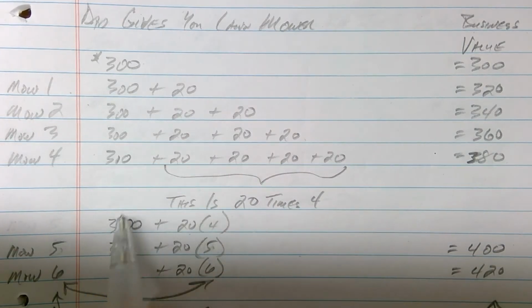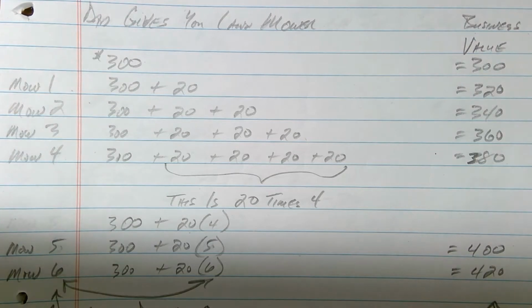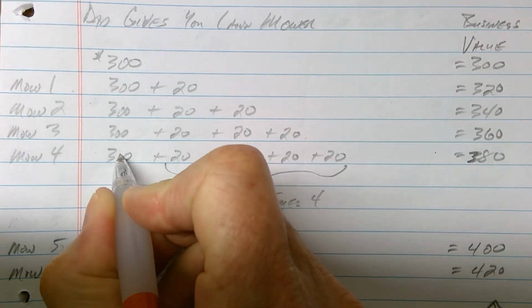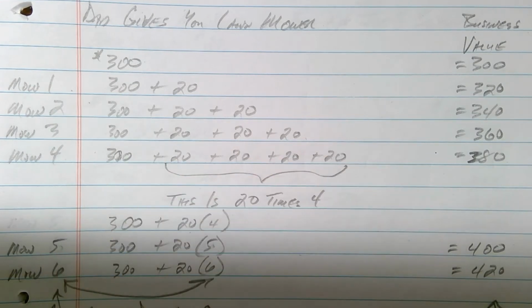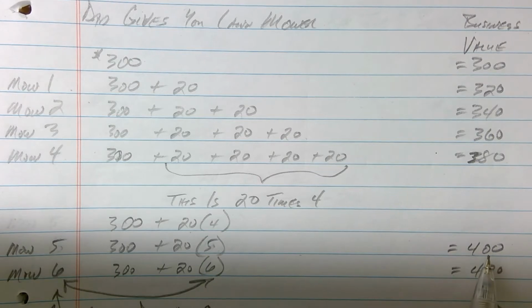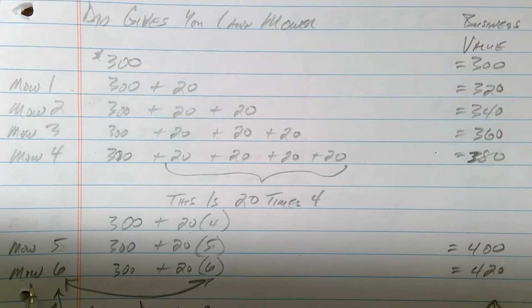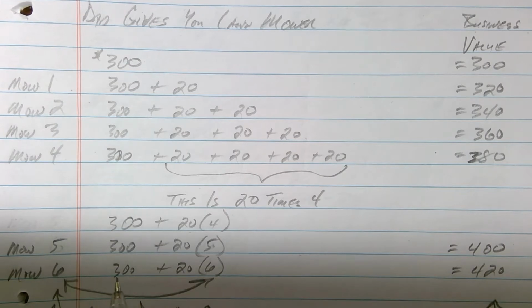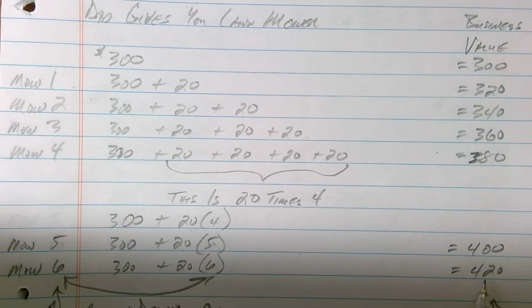So this line right here says 300 plus 4 lawns at 20 bucks per lawn. All right, let's mow 5 lawns. Well, it would look like this: 300 plus 20 times 5. We mowed 5 lawns at 20, and that adds up to $400 business value. Let's go one more time. Mow 6 lawns. Well, you got the $300 your mower's worth, plus the 6 lawns you mowed at 20 bucks each, for a total of $420 for your business value.